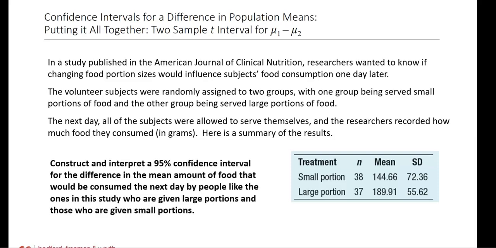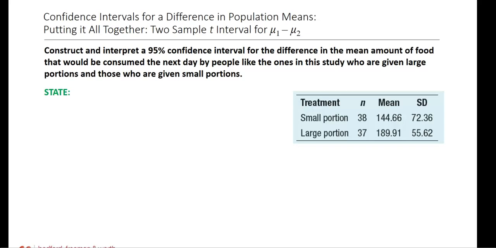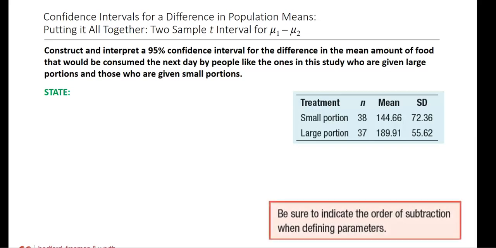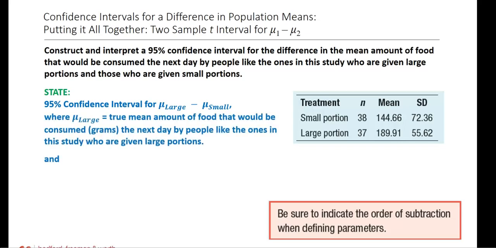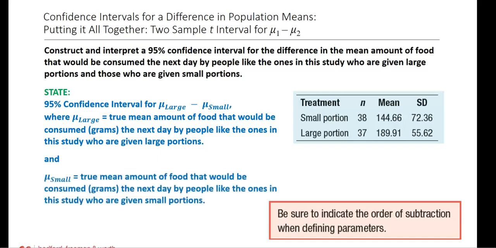Okay. Construct and interpret a 95% confidence interval for the difference in the mean amount of food consumed the next day by people like the ones in the study. So state, and be sure at some point to indicate the order. I think I would do large minus small, and that's what they did, 95% confidence interval. Mu of large is the true mean amount of food consumed in grams the next day by people like the ones in the study, and mu of small is the true mean amount of food consumed, etc.